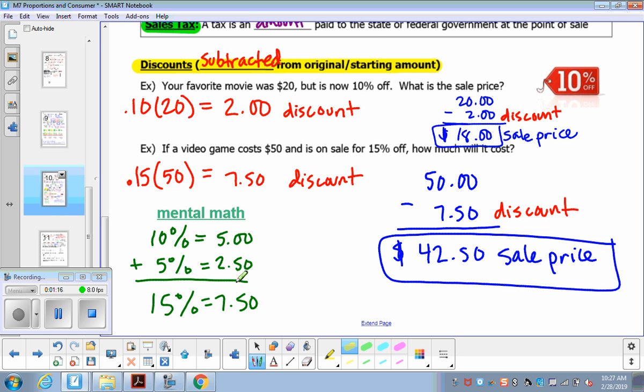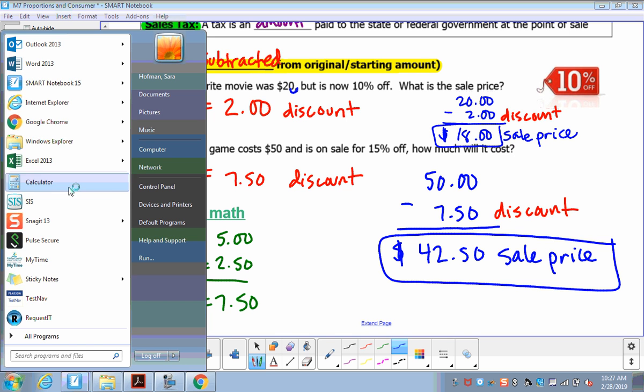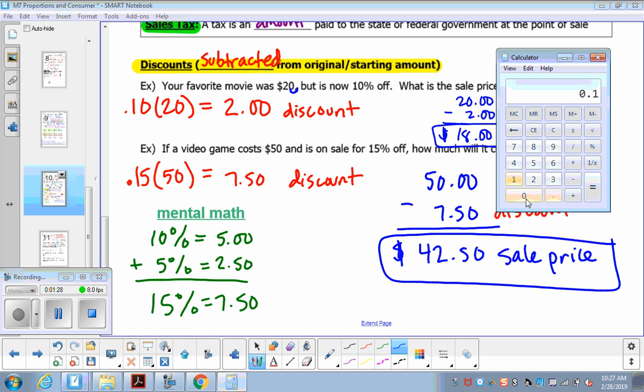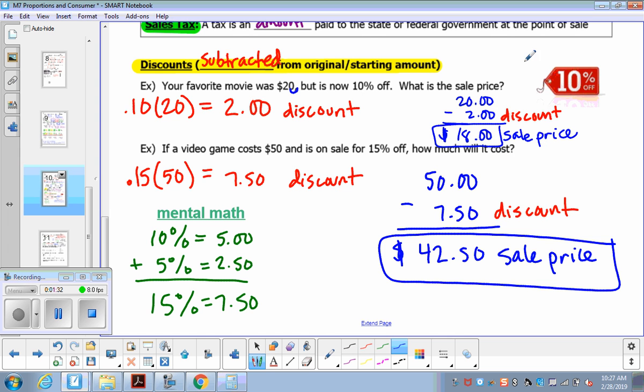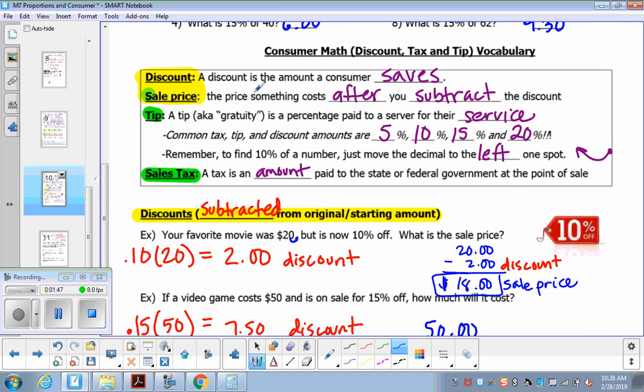So that mental math we just learned in the last video: 10% of 20, you just got to move that decimal over once and it'd be a $2 discount. In the calculator, it'd be 0.10 for 10% times the $20, and we see that it's $2 off. Now that's a $2 discount, but now we need to subtract that from the $20 to calculate the sale price. So $20 minus the $2 off, it'd be $18 sale price. Remember that the sale price is the amount after you subtract the discount.